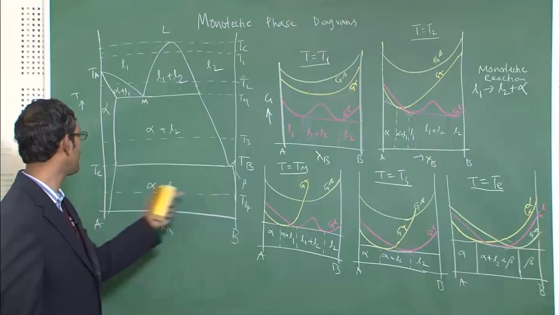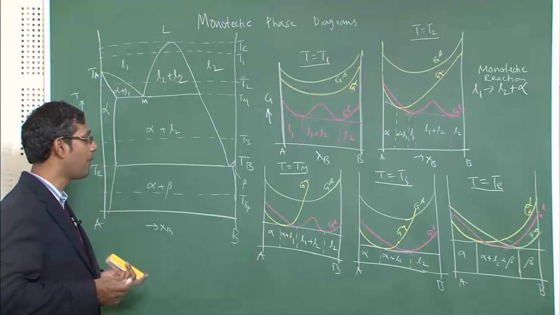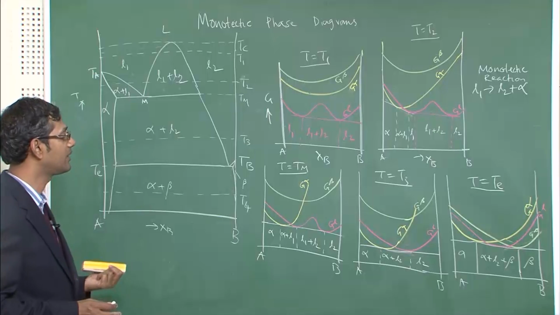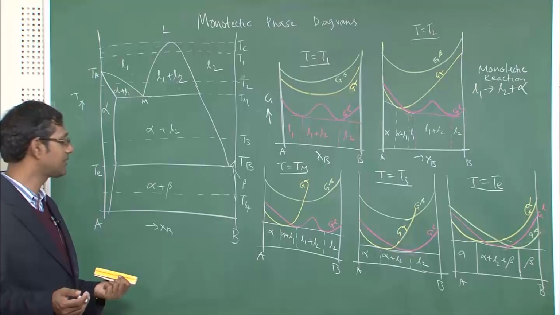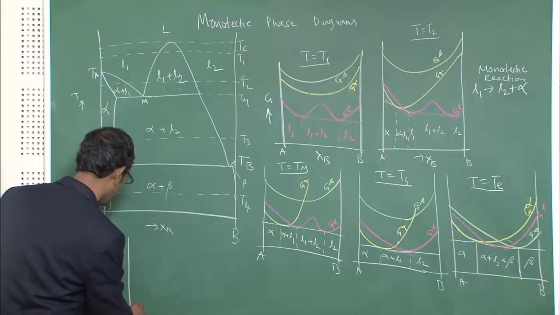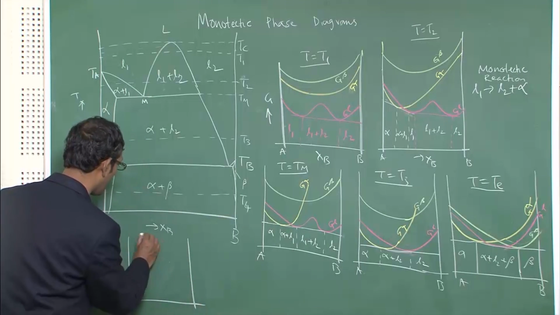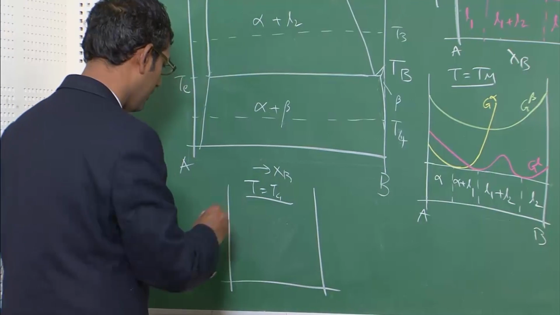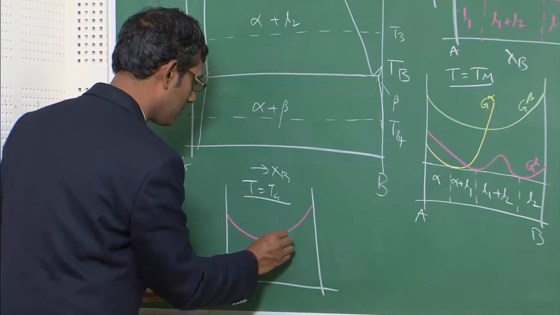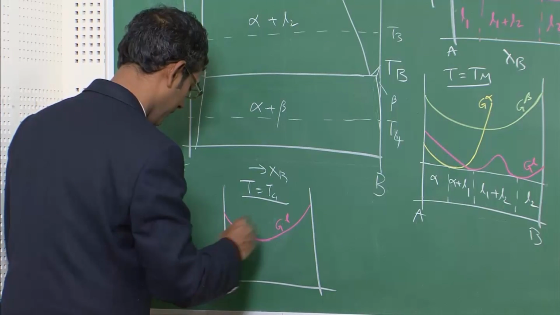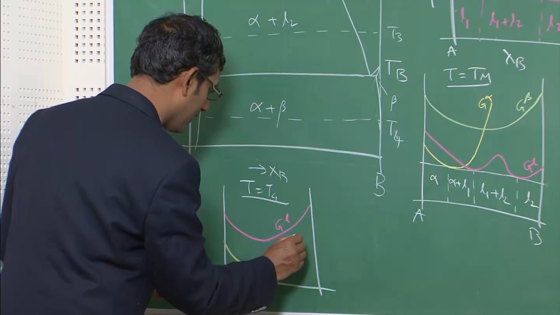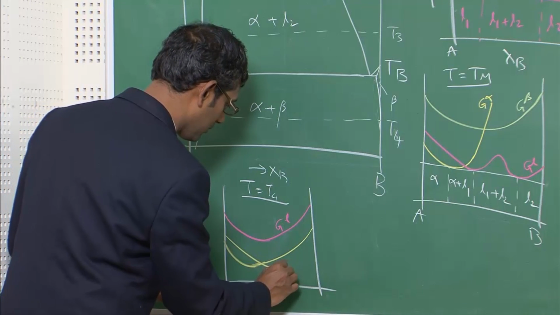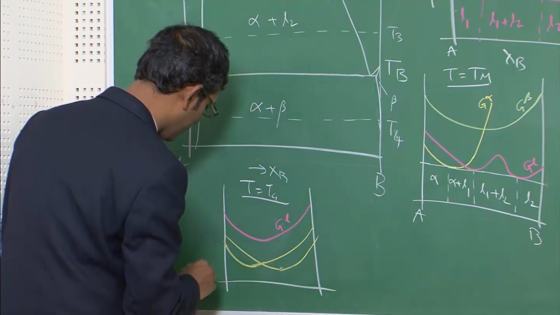So at lower temperature the liquid curve will go above and both alpha and beta will be crossing over. There is nothing else that will happen. So that is it. Let me also draw it, because some of you may be having problems at T equal to T4. So the liquid curve will be much above. This is G L. Alpha and beta will make a crossover. And you draw a common tangent.